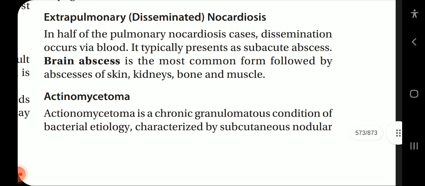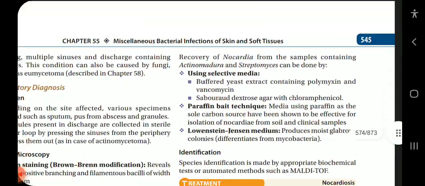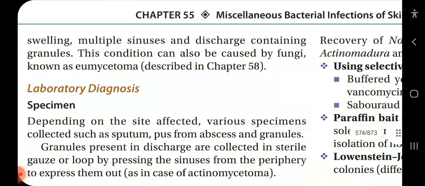Extrapulmonary disseminated nocardiosis. In half of the pulmonary nocardiosis cases, dissemination occurs via blood and typically presents as subacute abscess. Brain abscess is the most common form, followed by abscess of skin, kidney, bone, and muscle. Actinomycetoma. Actinomycetoma is a chronic granulomatous condition of bacterial etiology characterized by subcutaneous nodular swelling, multiple sinuses, and discharge containing granules. This condition can also be caused by fungi, known as eumycetoma.